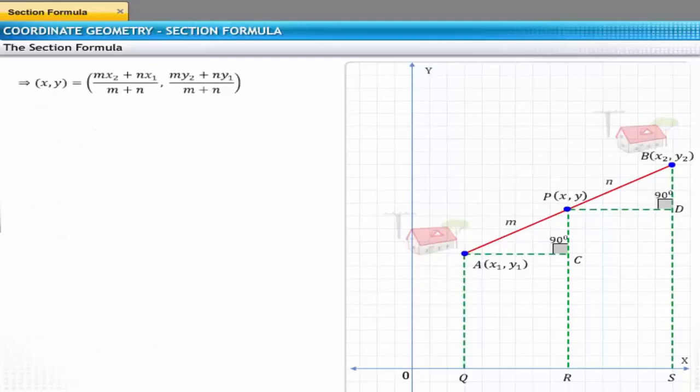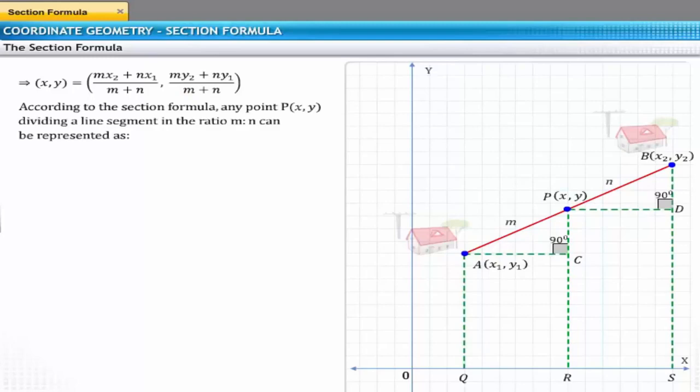Thus, the coordinates of point P can be calculated using the formula obtained: (mx2 plus nx1) divided by (m plus n) and (my2 plus ny1) divided by (m plus n). This formula is called the section formula. According to the section formula, any point P(x, y) dividing a line segment in the ratio m:n can be represented as (mx2 plus nx1) divided by (m plus n) and (my2 plus ny1) divided by (m plus n).